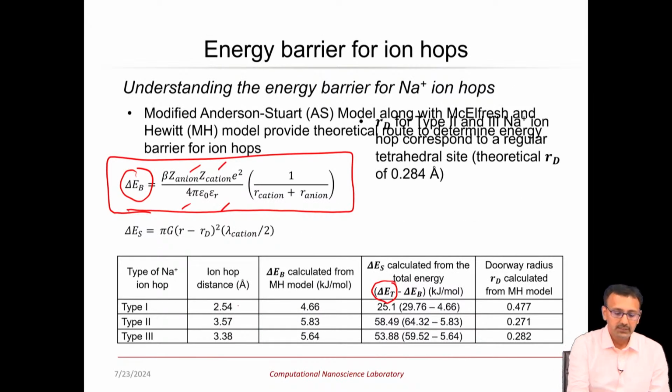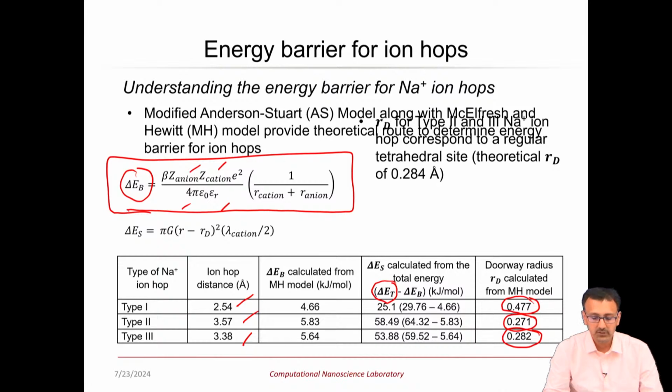So, given these hop distances in type 1, type 2 and type 3 transport of the sodium ion, and the total energy barrier from the climbing image nudged elastic bands, we calculated the doorway radius for these 3 distinct hopping mechanisms as 0.477, 0.271 and 0.282. I believe this is nanometer. Okay. So, 4.7 angstrom, 2.7 angstrom and 2.8 angstrom. So, does this make sense?